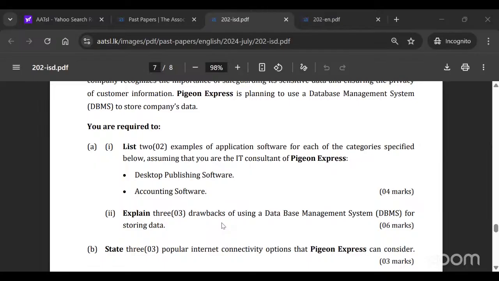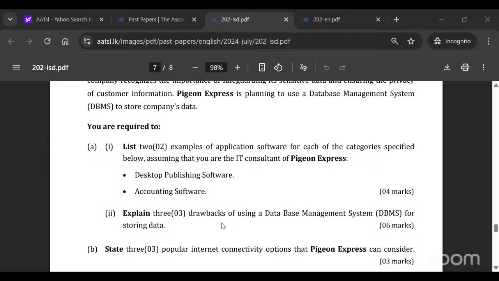Explain three drawbacks of using database management systems. What are the drawbacks? Initial cost is very high. Implementing a DBMS can involve significant upfront cost, including purchasing software licenses, hardware, and the cost of setting up the system. Additionally, training employees to use the DBMS can be costly and time consuming.